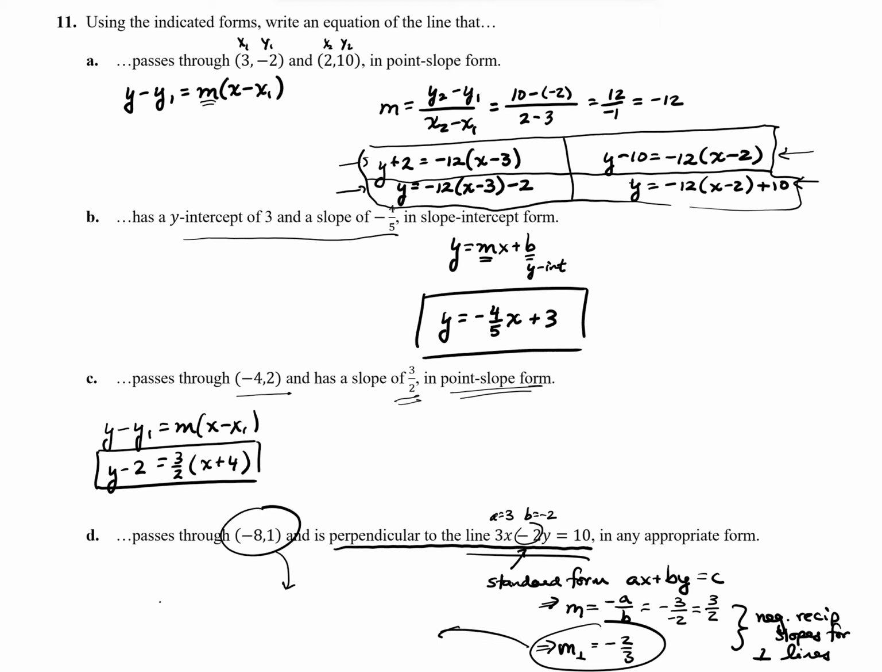Okay, so now we've got the slope, we've got the point that it goes through. So if we plug that all into point-slope form, we're done. So it's y minus 1 equals the slope, negative 2/3, times x plus, because it's minus negative 8. Okay.